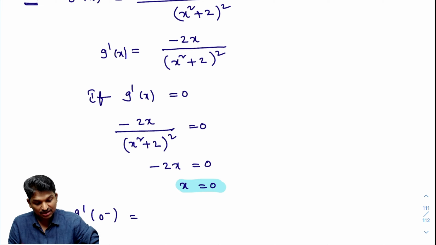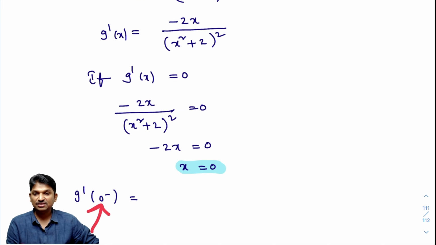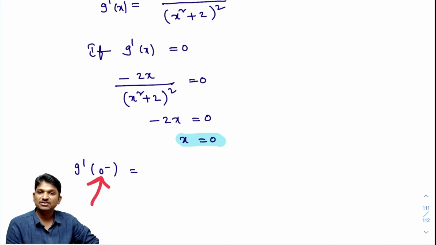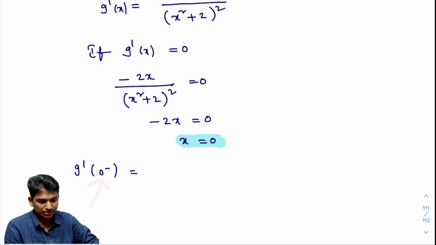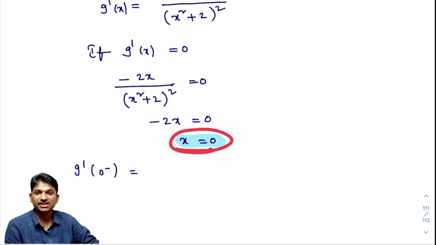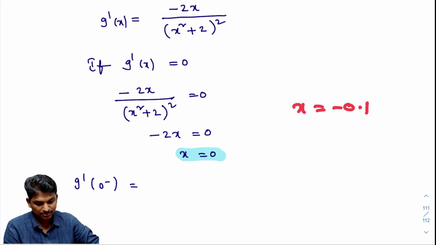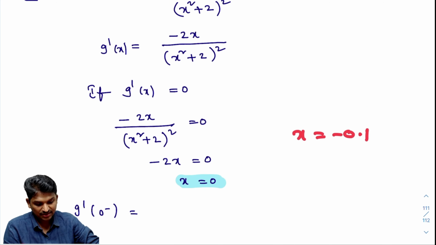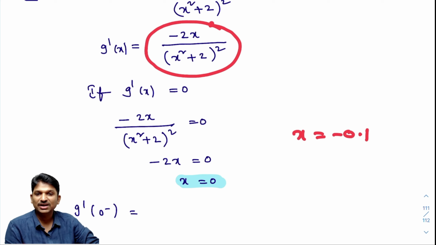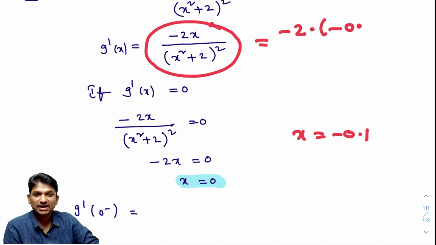0 minus. 0 minus means, listen please, g dash of 0 minus. 0 minus means here the x values are less than 0, very near to 0. So what x values can I take here? Like minus 0.1, minus 0.2, like that I'll take. If you take the x value minus 0.1 and substitute it in g dash of x, what will you get? Minus 2 into the x value, minus 0.1, divided by this whole square.